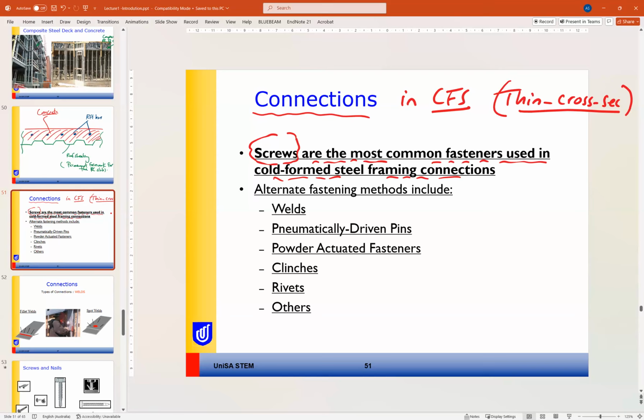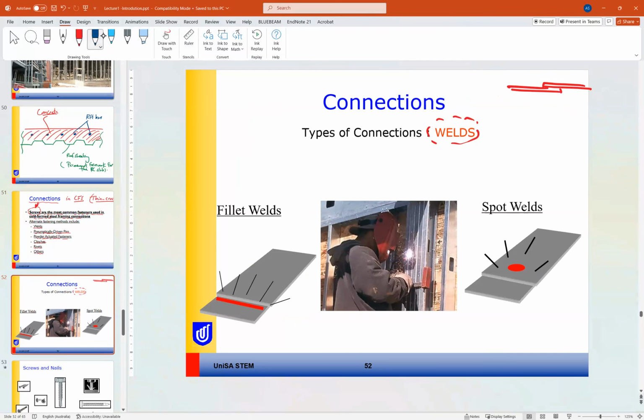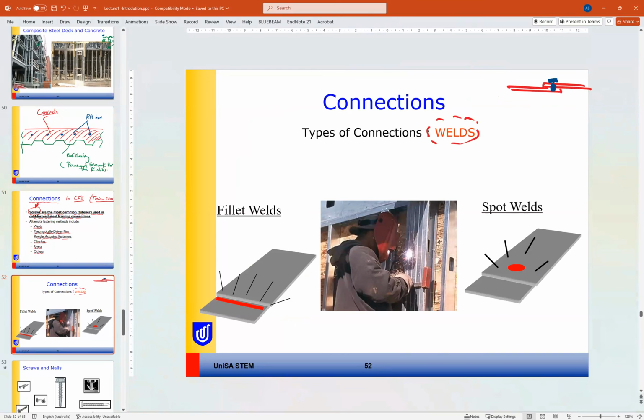Alternative fastening methods include welding, pneumatically driven pins, powder actuated fasteners, clinches, rivets, and other options. But the most common one is screws. So let's have a look at some of these other options, which is welds. And for the screws, if you have these two sheets, you will have one screw here. So this is the screw, the first option.